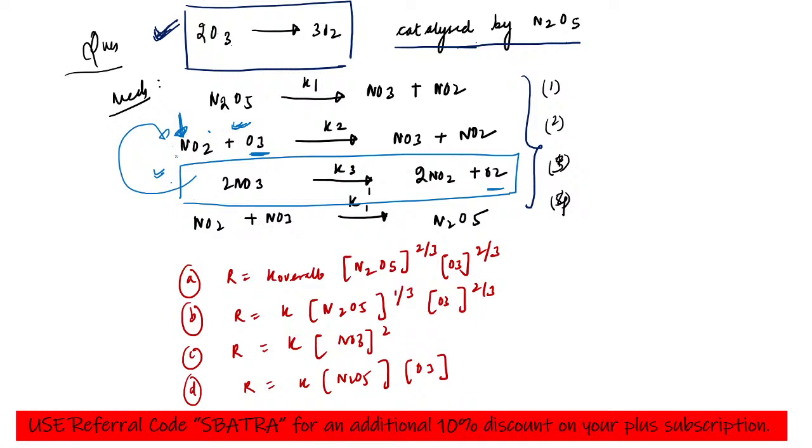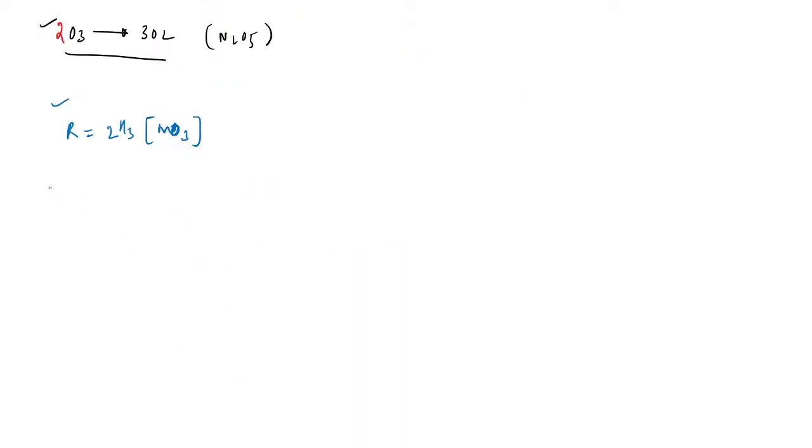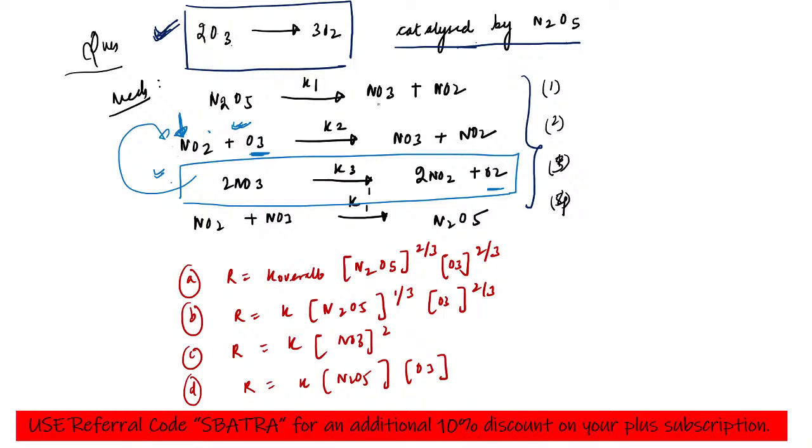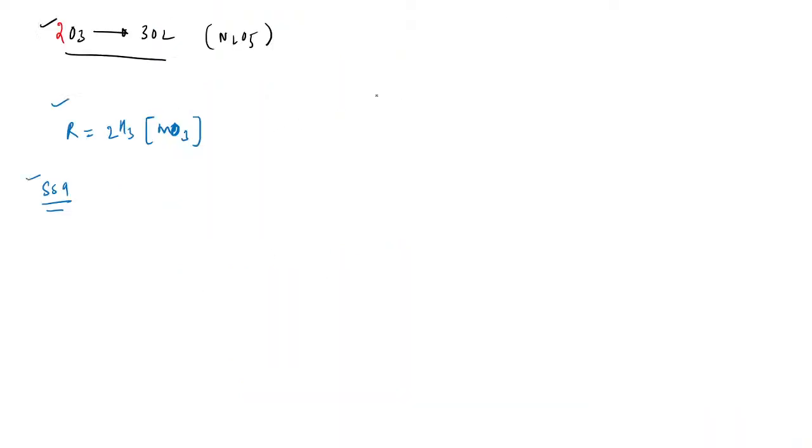Now let's go to this reaction. We have this NO3, and we have to apply SSA on NO3. We have to apply the steady state approximation on the NO3 concentration. NO3 is present in the first reaction, so that would be K1 N2O5. So first we are writing d[NO3]/dt. It is present in the first case, so it's K1 N2O5.